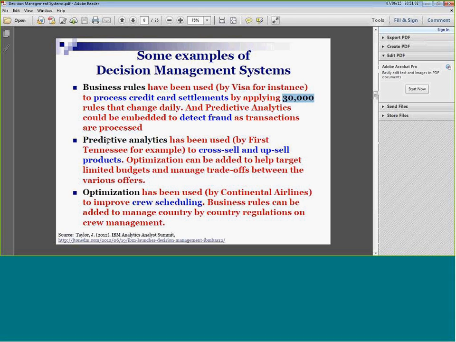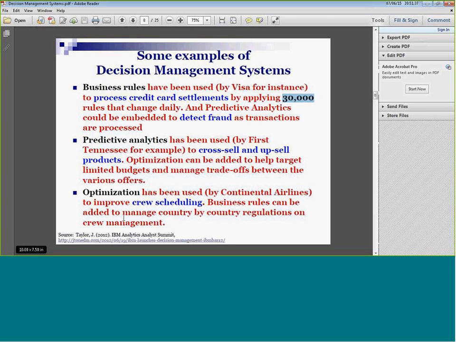Sure. A second example, predictive analytics has been used by First Tennessee to cross-sell and upsell products. There we go. That's the association kind of model. And also Amazon and places like that. Optimization can be added to help target limited budgets. And finally, optimization has been used for crew scheduling. I showed you a brief example of one form of optimization last week when we looked at Evolver. That's an optimization technique. It's an analytics, but it's at the high end, the optimization.